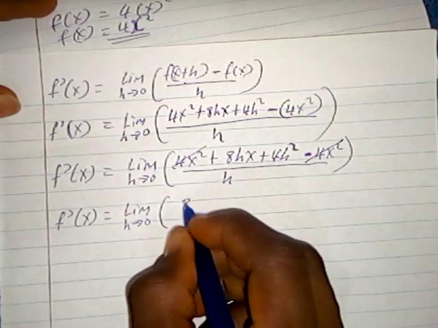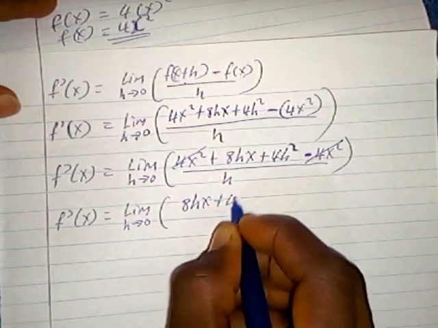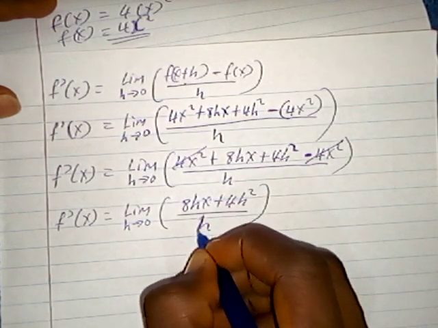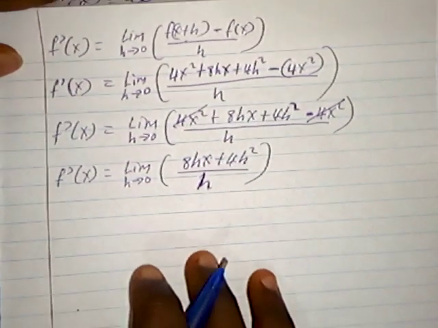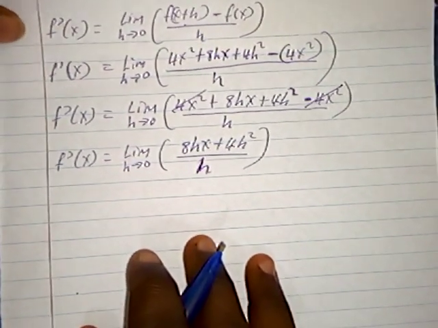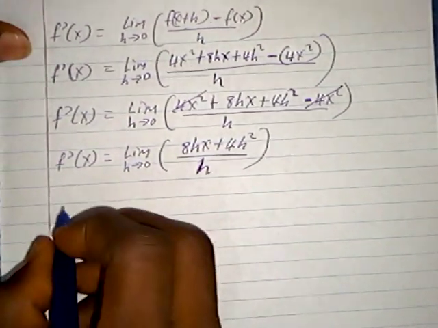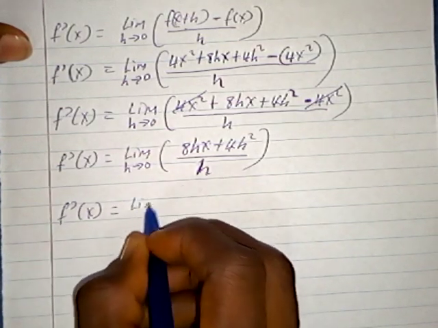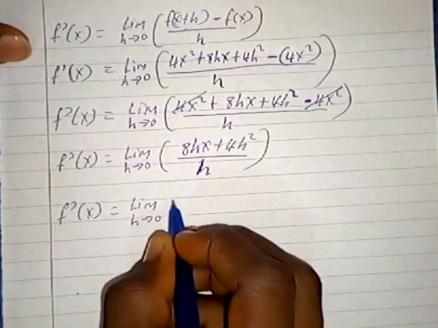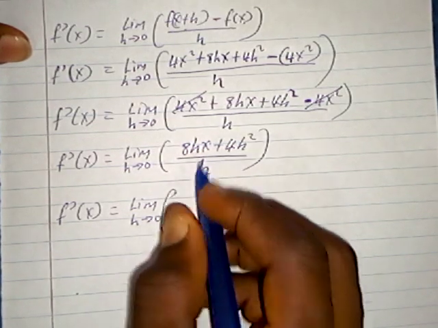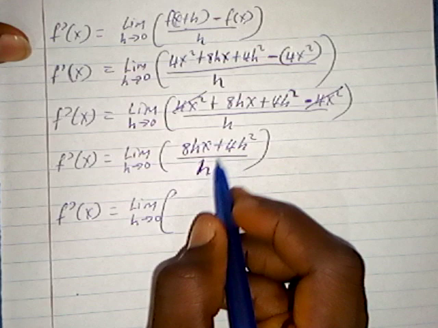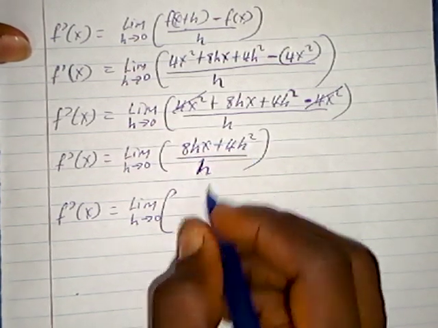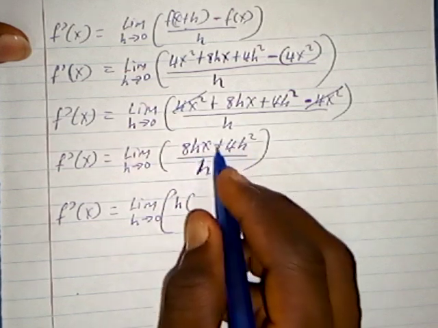What is remaining is (8hx + 4h²)/h. Now what are we going to do? We take h as a common factor, right? Good. Now we say the first derivative is equal to the limit as h moves towards 0, of what? We take the common factor. h is here, h is here, h is here. So h is the common factor for the numerator.